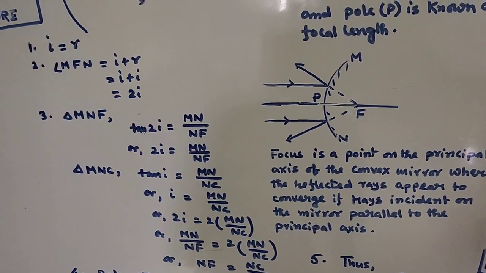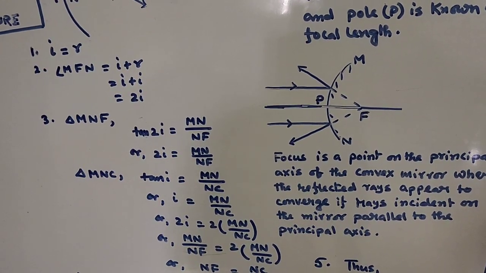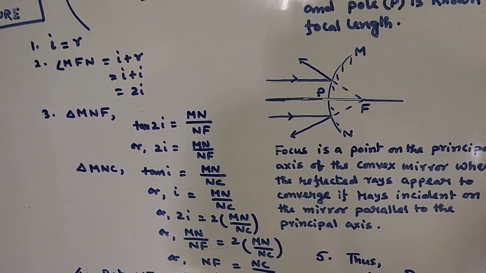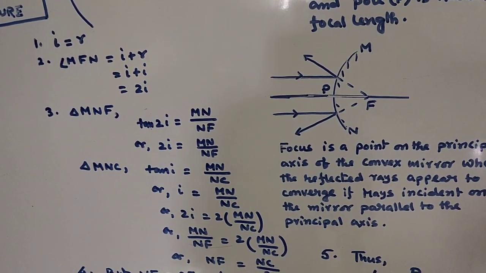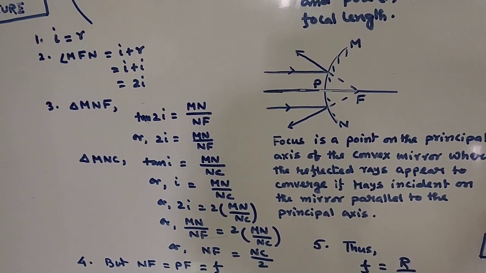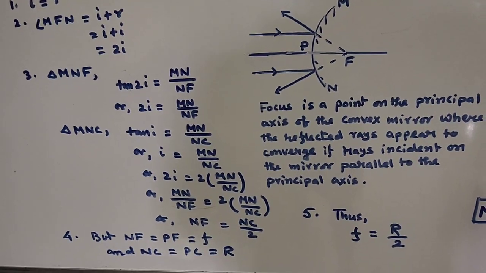So we have got 2I equals MN by NF and I equals MN by NC. So dividing both sides, 2I by I, we get 2 equals MN by NF times NC by MN. So in place of 2I we have substituted MN by NF. So 2 equals NC by NF, MN goes off. So what you will get, NF equals NC by 2.